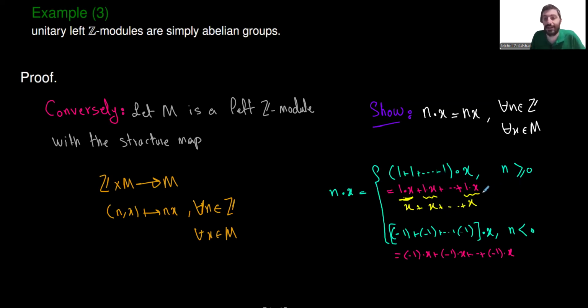That is when n is equal to 0 or greater than 0. And in the other case, each term would be minus x. So in both cases, it is n times x, and this is also nx. So it's precisely nx, as we want, and it's also an abelian group, and therefore we are done. Perfect. Let's go to the next example.